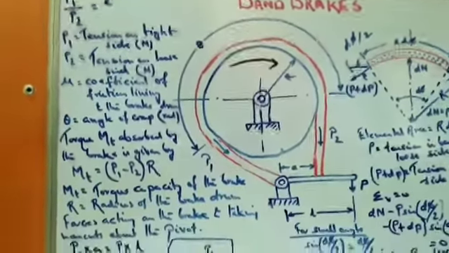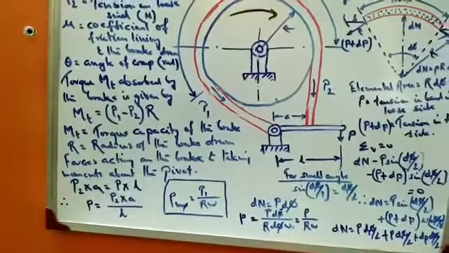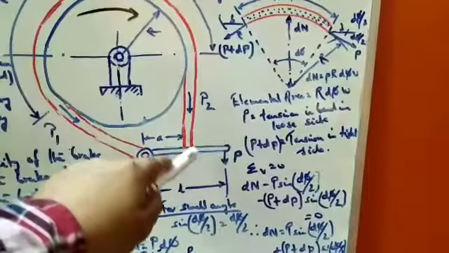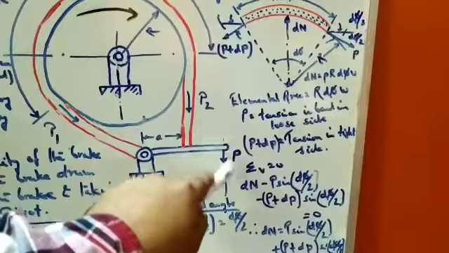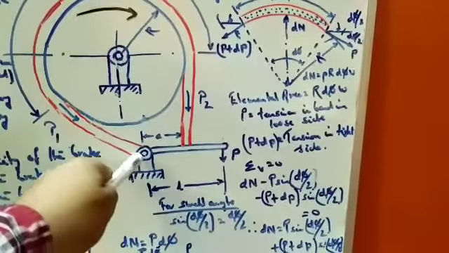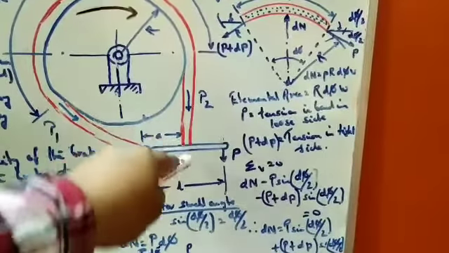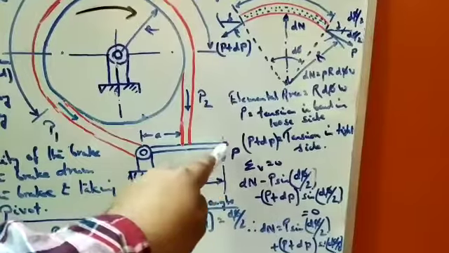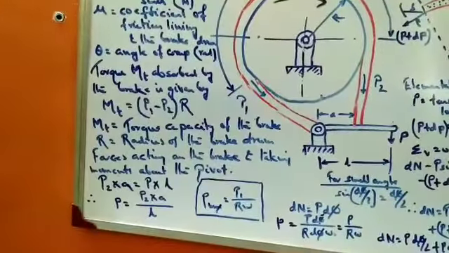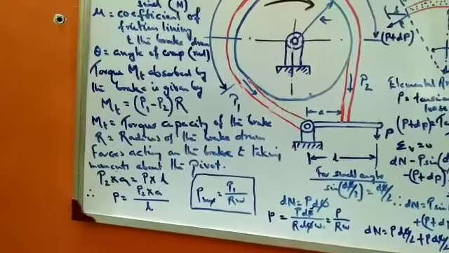Now the force acting on the brake, and taking moments about the pivot. If you take the moments about the pivot, then what are the moments? P2 into A and P into L. P1 is taken at the pivot, so it will give zero moment. So if we equate these two moments, P2 into A is equal to P into L, we get the value of the applied load P is equal to P2 into A by L.